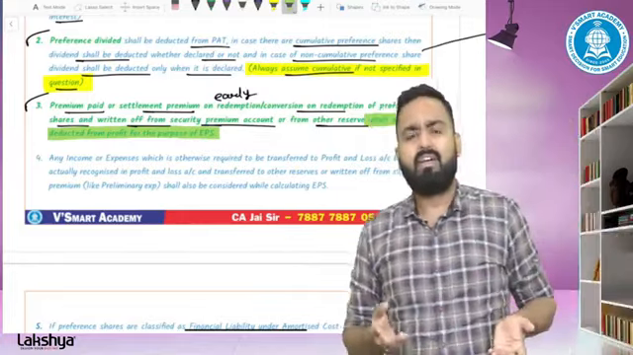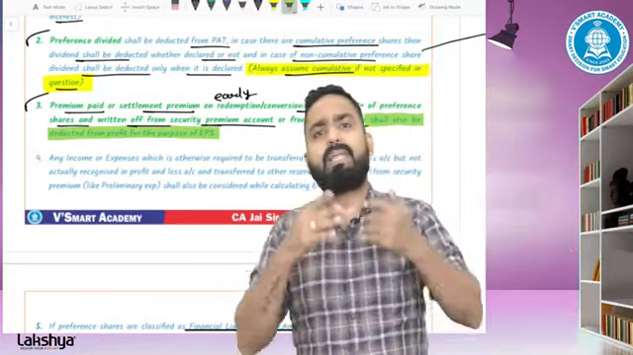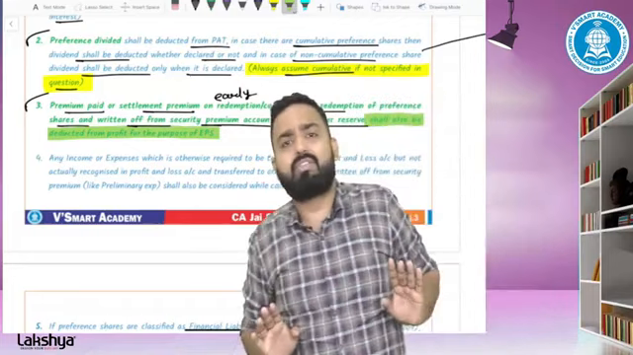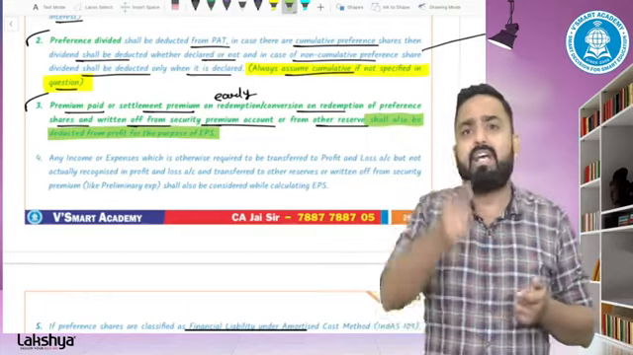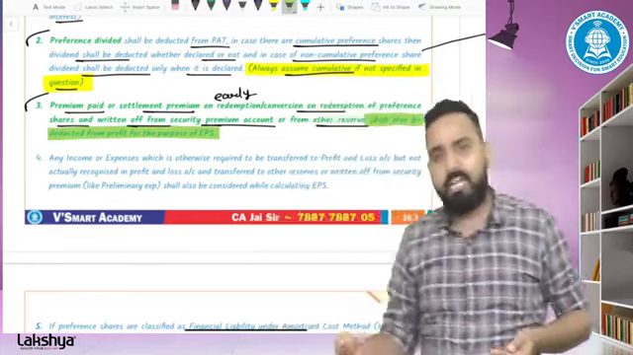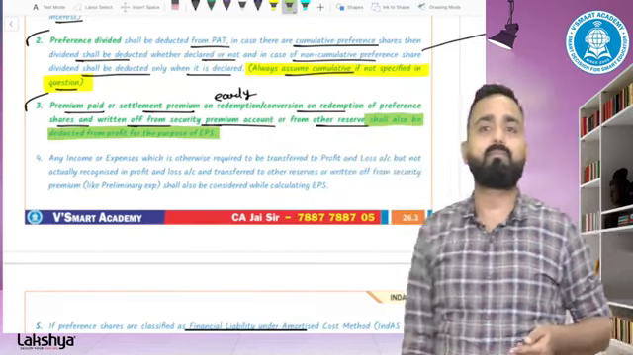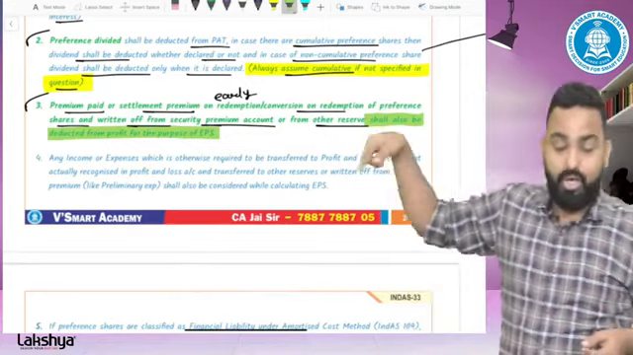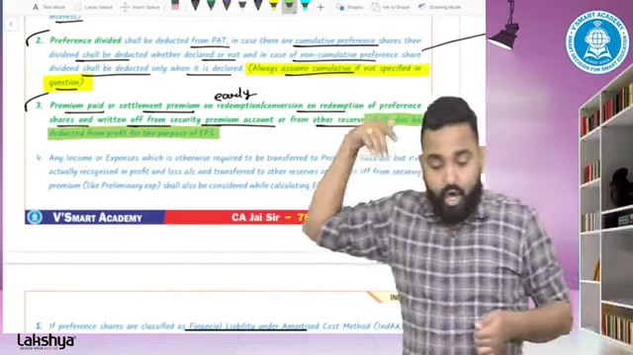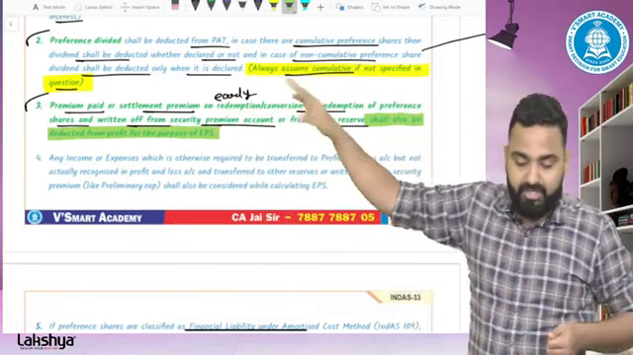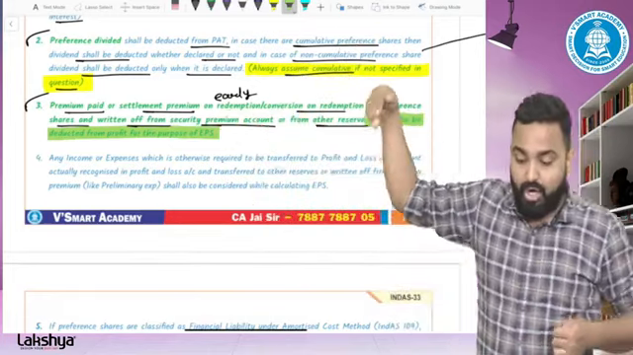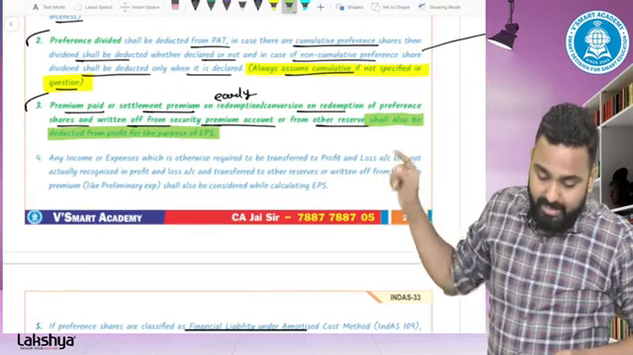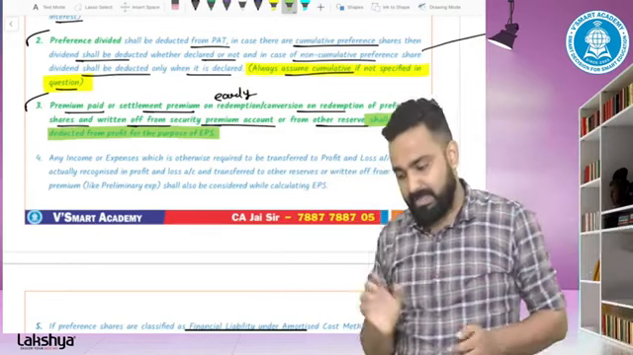We are not saying that you should debit the premium in your profit and loss account only. No. Our requirement is to calculate EPS, and for calculating EPS, the earning should be after tax, after preference dividend, after this premium expense. Second point is clear or not? So the premium paid or the settlement premium on the early redemption or conversion of preference shares, written off from securities premium account or from other reserve, that means written off somewhere else, not in P&L, shall also be deducted from the profit for the purpose of EPS.